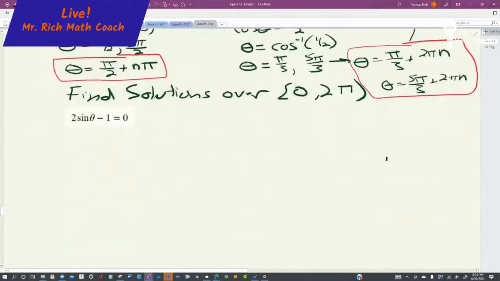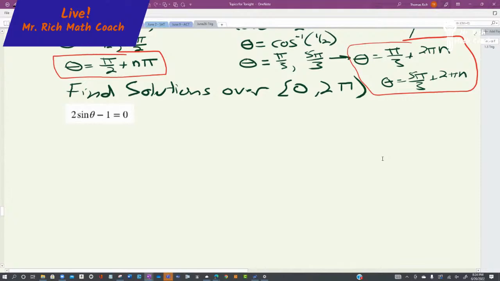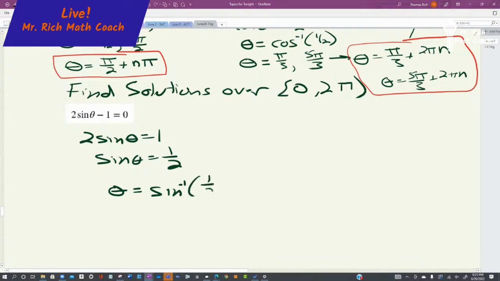Now, these next ones that I'm going to work are where I'm finding all solutions confined between 0 and 2 pi, 0 inclusive, 2 pi exclusive, just within my unit circle. So I don't need to consider solutions outside of the unit circle. This one's pretty straightforward. I'm going to isolate my sine. So I'm going to add 1 to both sides, divide both sides by 2, and then take the arc sine of both sides. So theta is equal to the arc sine of 1/2.